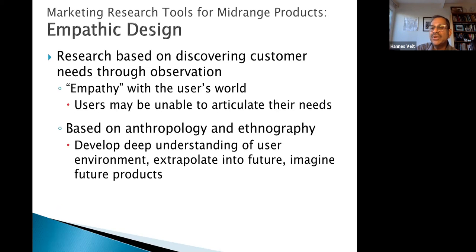Now, what's the difference between customer visit and empathic design is customer visits, you have a cross-functional team that does the observation. And the downside of that is that sometimes the customer is wary about privacy or confidentiality, and it's also very obtrusive if you have a team of large number of people going into the customer site.